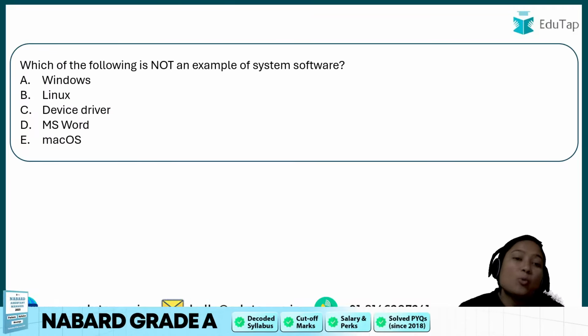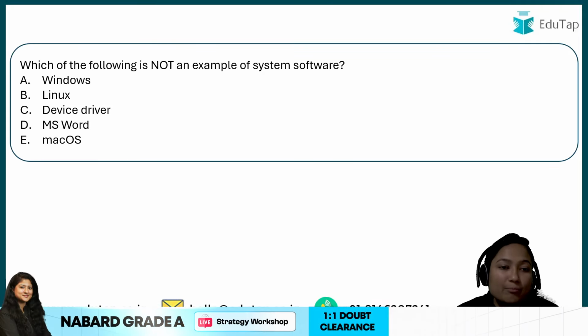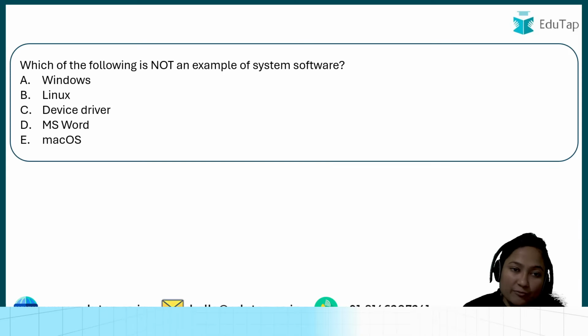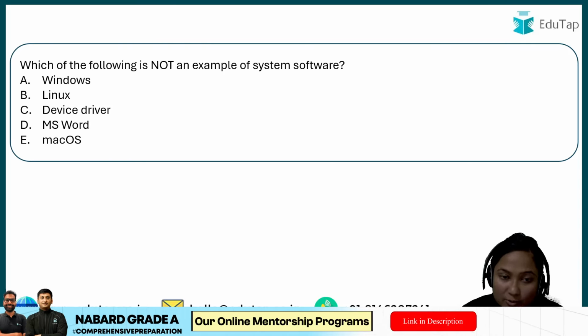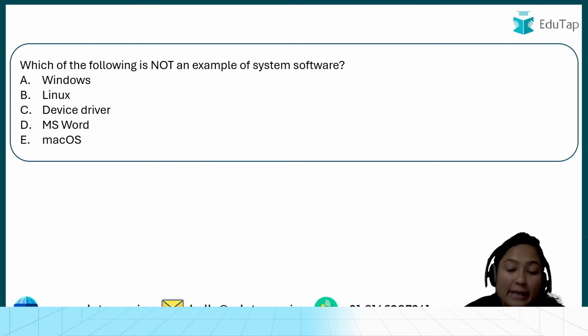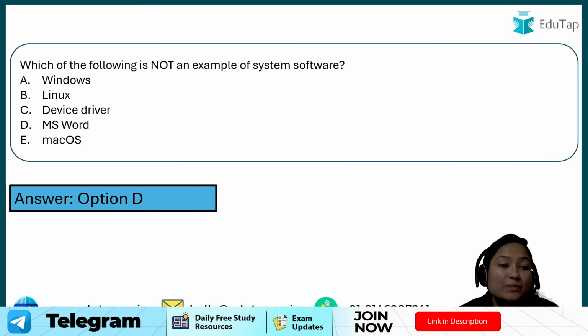Last question. Which of the following is not an example of system software? Windows, Linux, device driver, MS Word, and Mac OS. System software we have discussed, they help us to run the computer. So among these, only MS Word is an application that is not system software. This is basically application software.